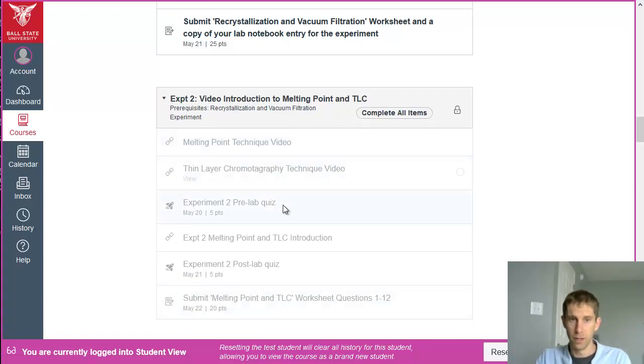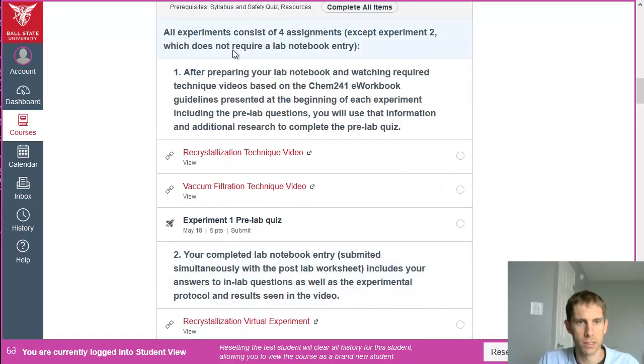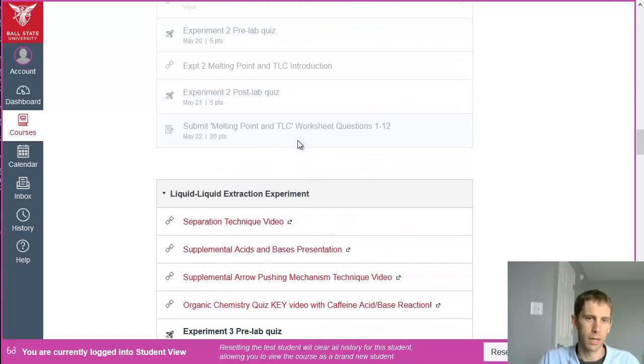Experiment 2 is a little bit different because you don't have to have a notebook entry. So you want to read experiment 2 for sure. Don't worry about writing anything in your notebook. Take the pre-lab quiz. Watch my presentation on experiment 2, which isn't an in-lab experiment. It just talks about some of the fundamental things that we should be aware of throughout the organic chemistry course, specifically focusing on melting point and TLC. After you watch that video, take the post-lab quiz and then answer questions 1 through 12 of the worksheet. Some of these questions directly correlate with this experiment here. Some of them are directly related to things that I talked about in this experiment.